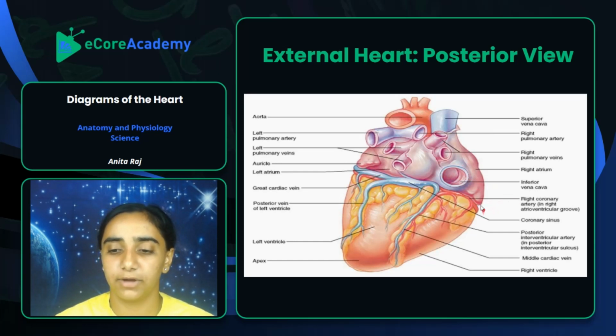It's located in the right atrioventricular groove. So this groove is again right between the right atrium and the right ventricle on the external part of the heart. It branches off of the right coronary artery.